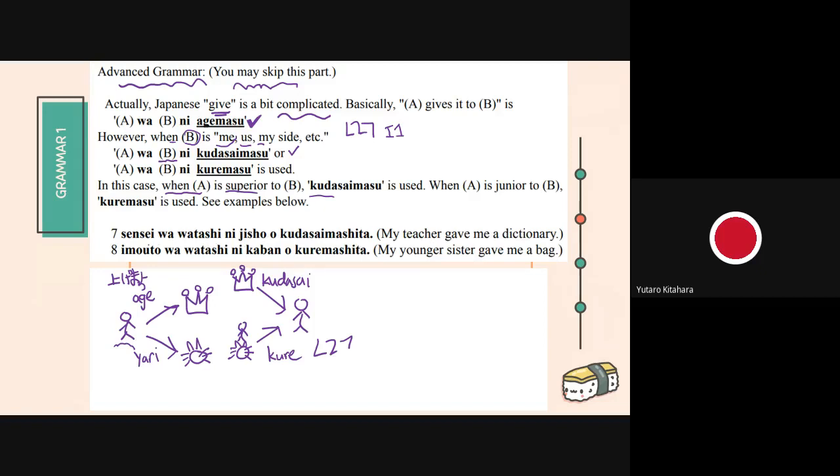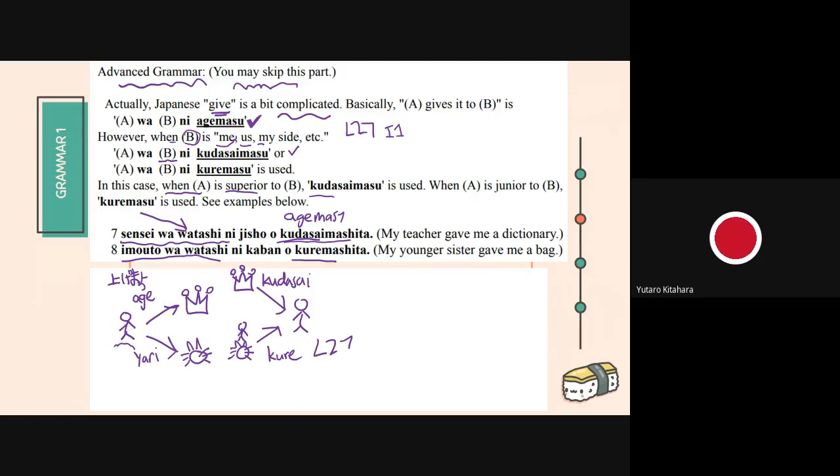Okay, sensei wa watashi ni jisho kudasaimashita. Okay, for now, just use agemasu for everything. Why kudasaimasu? Because higher gives to lower. Teacher gives to me. Teacher gives downwards. Okay, teacher is technically superior. Second one, imoto wa watashi ni kuremashita. Younger sister gives to me. Younger sister is my junior, right? Okay, this is a bit of memorizing also.